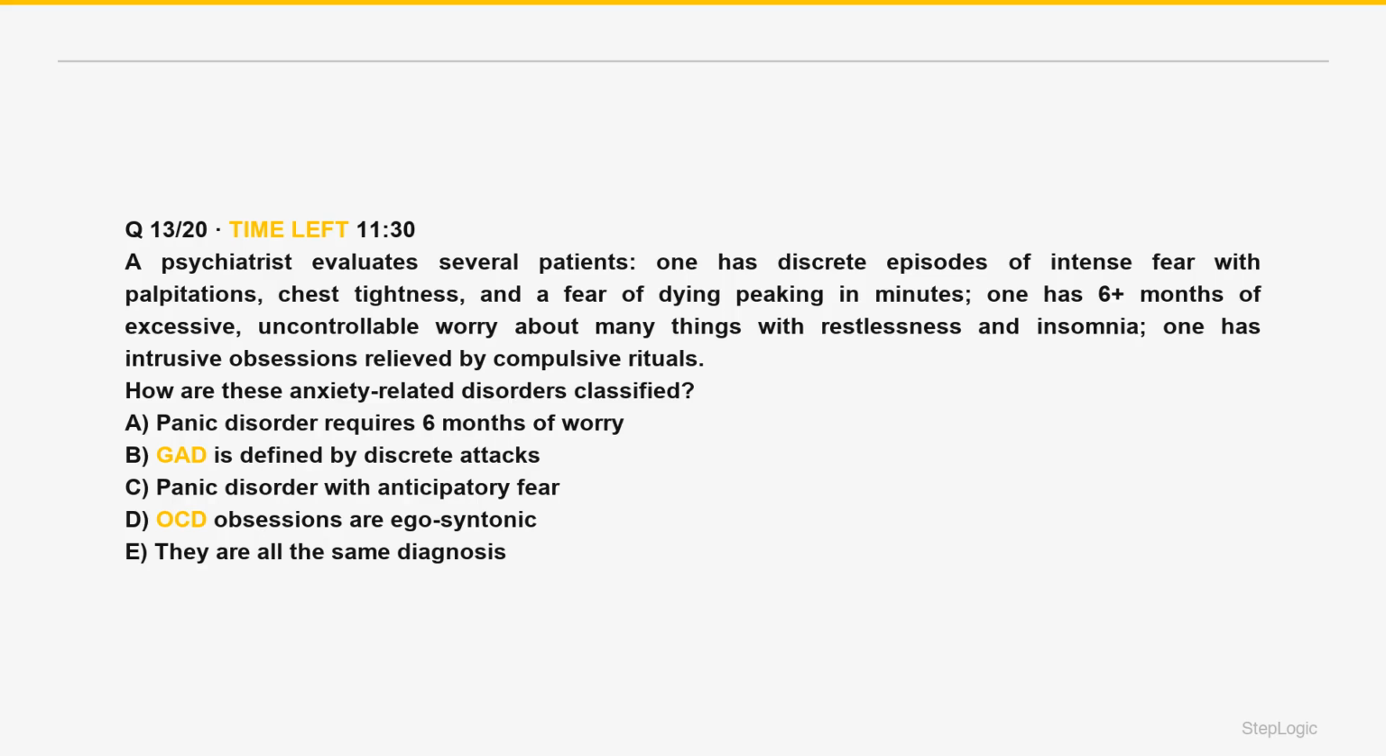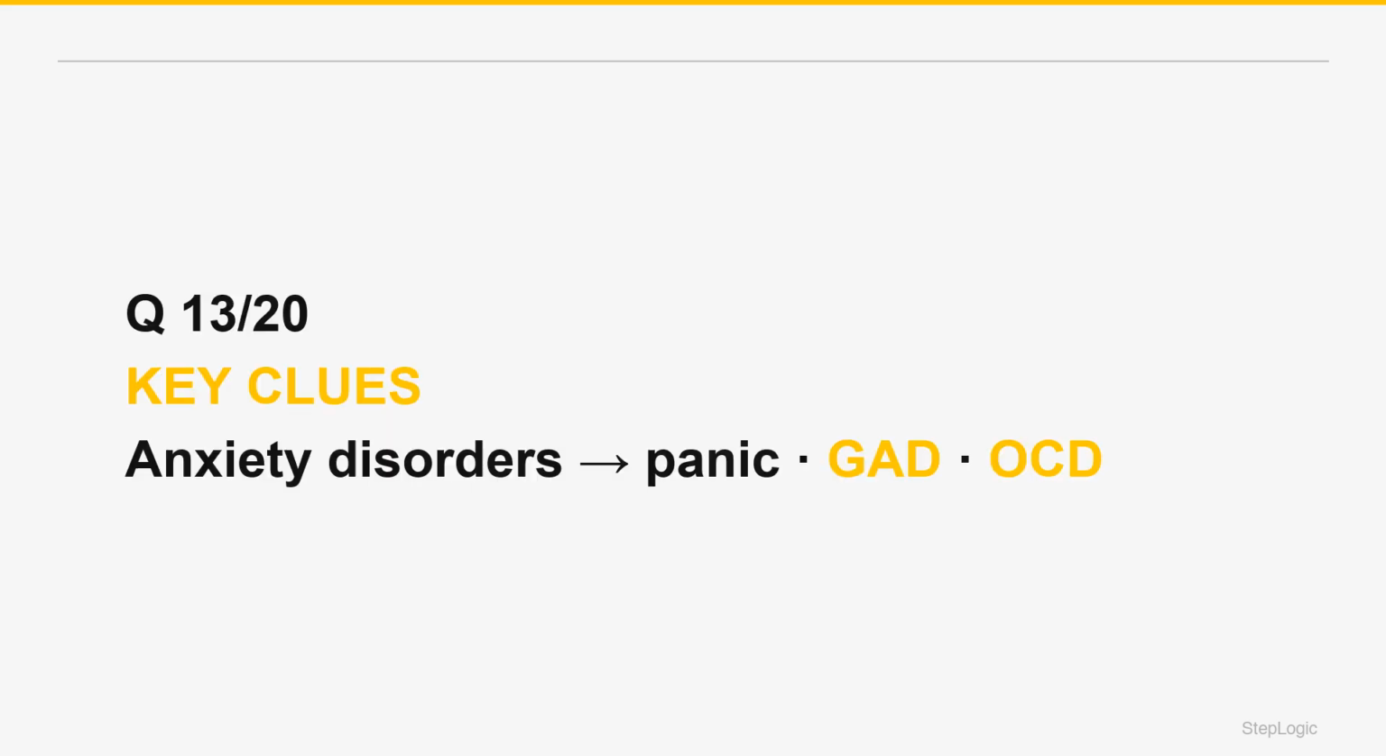How are these anxiety-related disorders classified? A psychiatrist evaluates several patients. One has discrete episodes of intense fear with palpitations, chest tightness, and a fear of dying peaking in minutes. One has 6+ months of excessive, uncontrollable worry about many things with restlessness and insomnia. One has intrusive obsessions relieved by compulsive rituals. Read the command: how the anxiety disorders are classified. Panic disorder, recurrent attacks; GAD, at least 6 months worry; OCD, obsessions plus compulsions; SSRIs, CBT. These are distinct anxiety-related disorders.